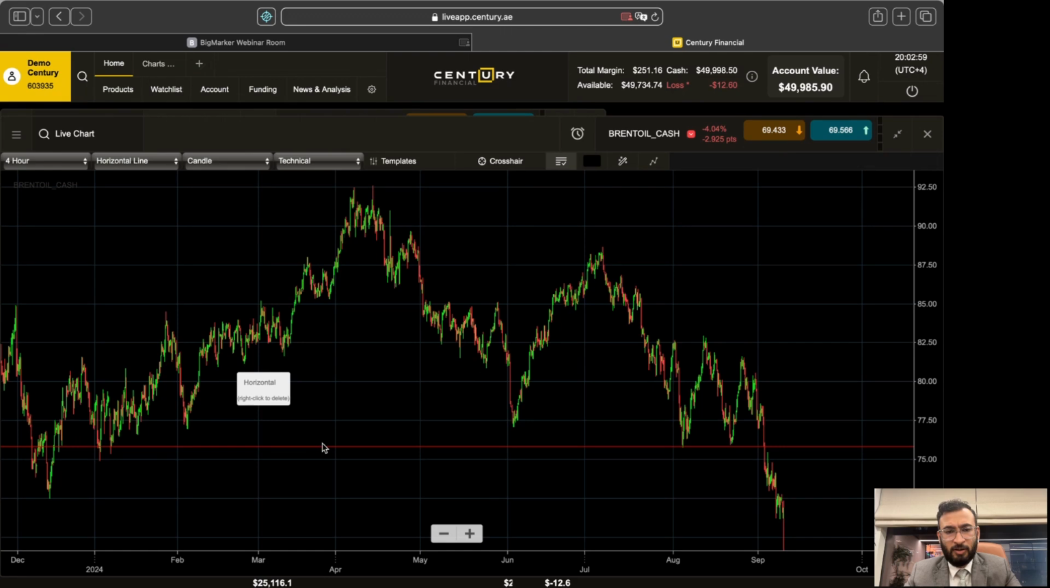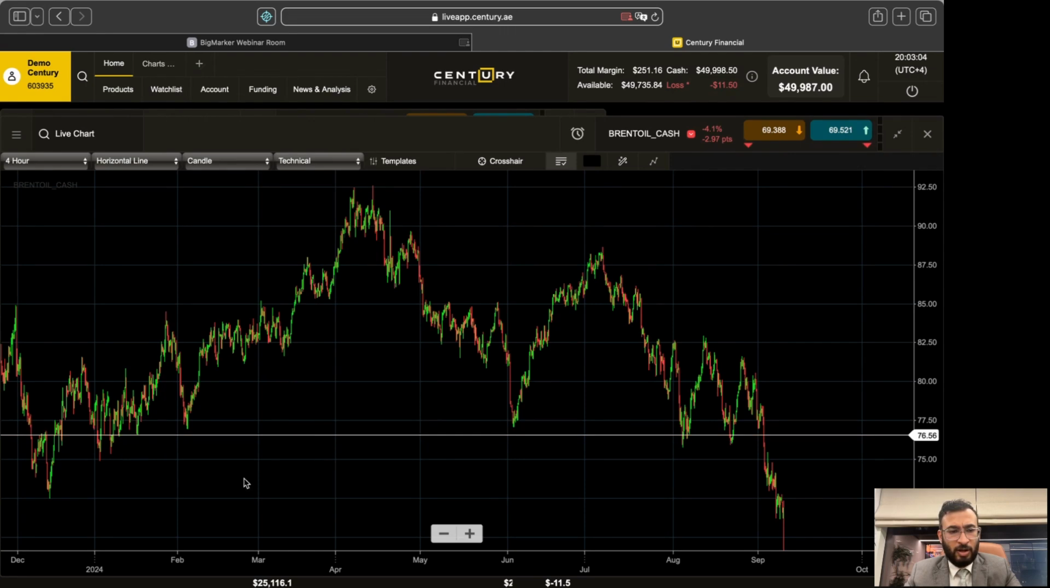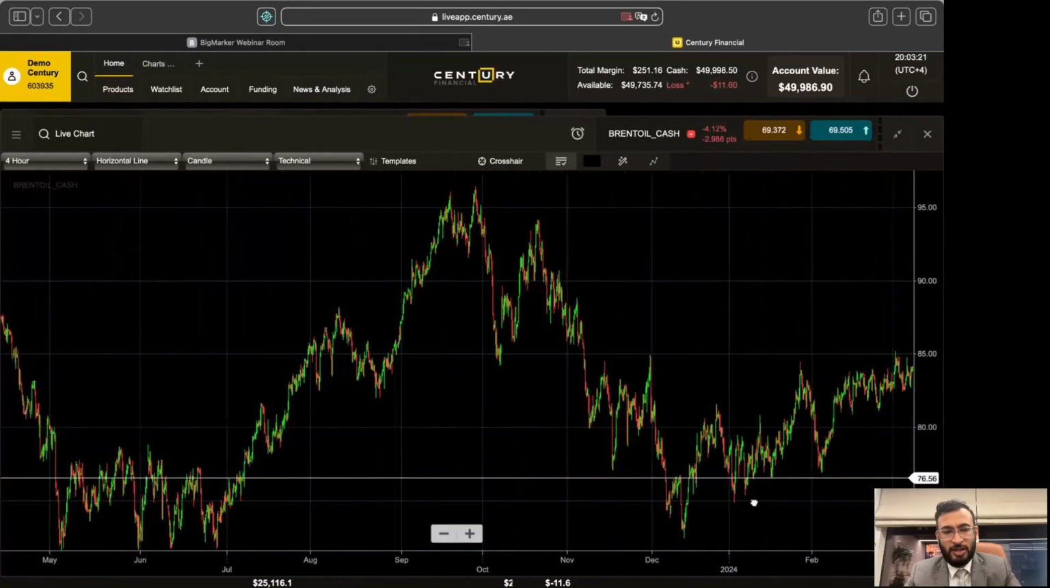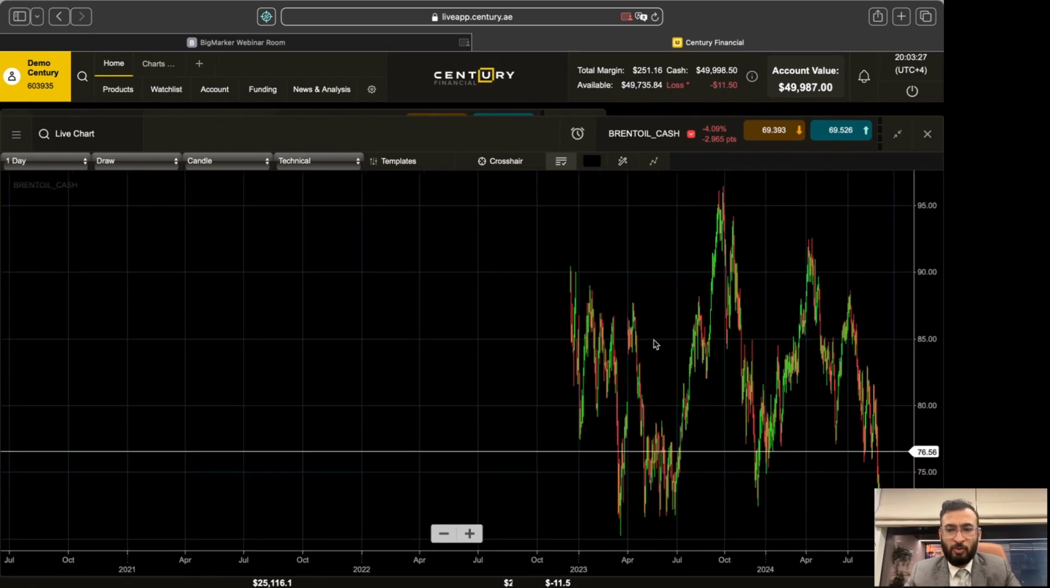And this was the beginning of 2024. If you see this, look at this key support level, 76. Now, when it broke 76, it's bleeding right here. If you see further down, let's say I select 1 day and go a little more back, just to see where the next support might be.